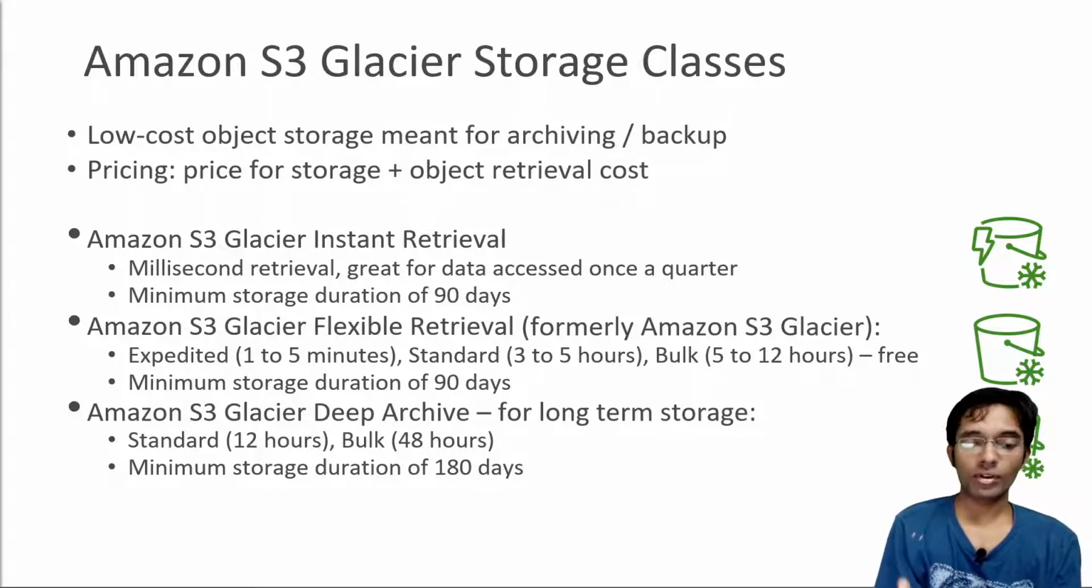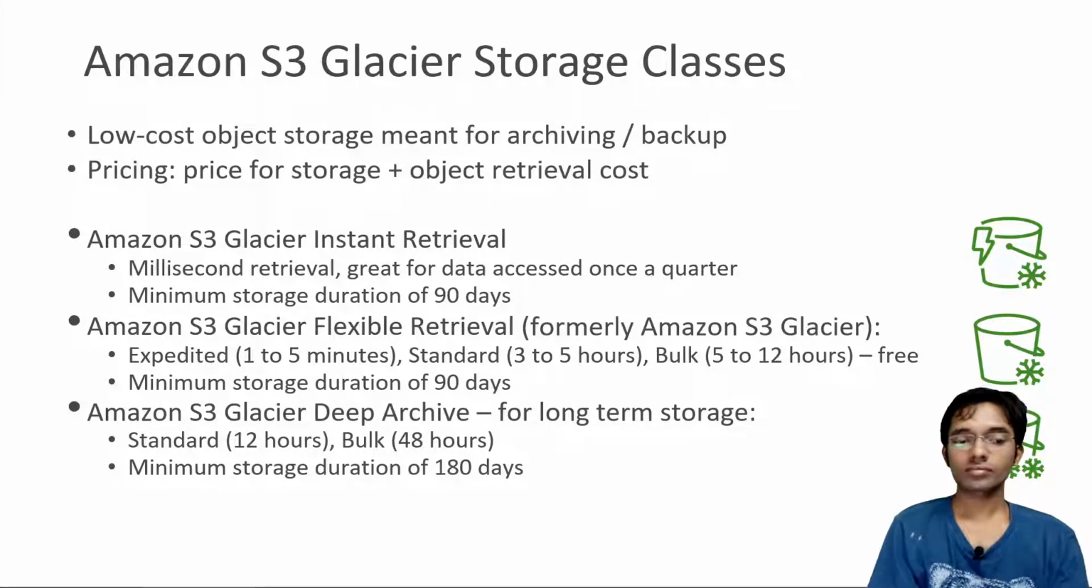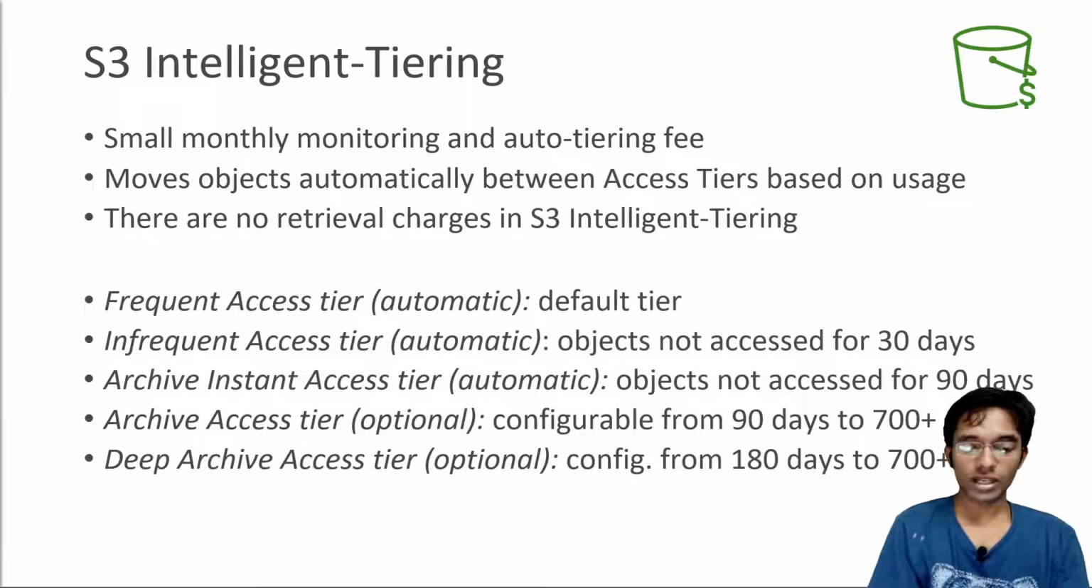And then we have Glacier Deep Archive, which is made for long-term storage. We have 2 tiers of retrieval as well: Standard at 12 hours, and Bulk at 48 hours. So you may be ready to wait a lot of time to retrieve data, but it's going to give you the lowest cost. And the minimum storage duration is 180 days in the case of S3 Glacier Deep Archive. So as you know, that's a lot of storage classes, and there's one last called S3 Intelligent-Tiering, which is going to allow you to move objects between access tiers based on usage patterns.